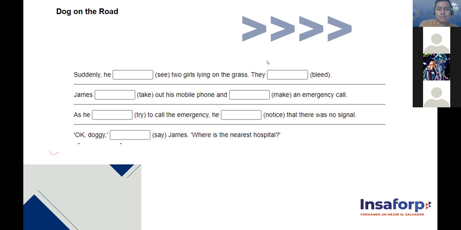They were bleeding. Exactly. The action here, Francisco, in class, the second action, it makes more sense if we picture the story and the action as at that moment in progress. So suddenly he saw two girls lying on the grass. They were bleeding, you know, that was happening, right? You imagine, you picture this scene. And let's finish this, Francisco, I want you to try one more time, please.